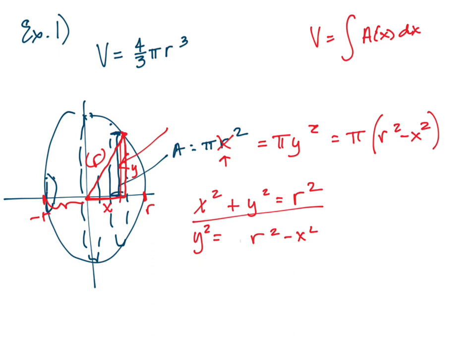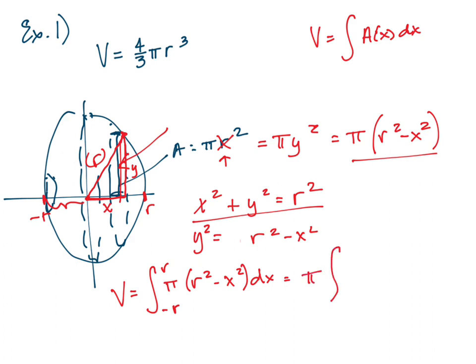So we're going to have volume is equal to the integral from negative r to r of our area function, which is pi times r squared minus x squared dx. Pi is a constant. Could we pull that out of the integral? We could pull that out of the integral. Sure. Anybody see anything else that would make life simpler? Symmetry. You're the one that always catches that.